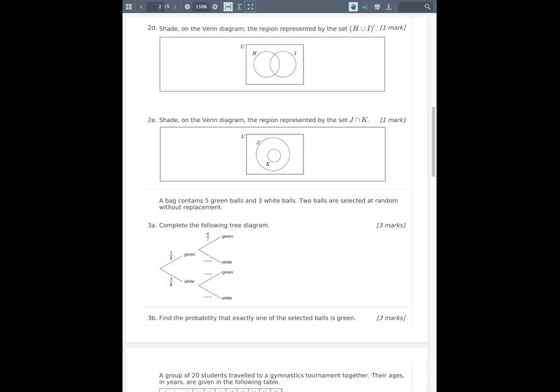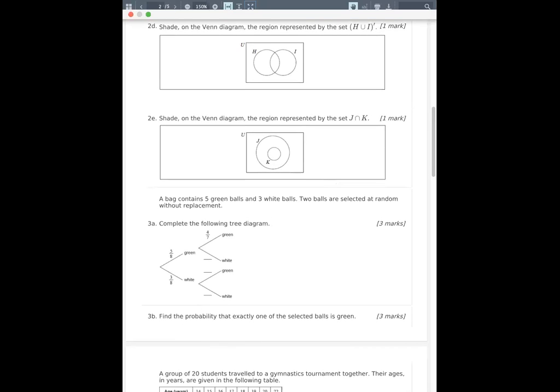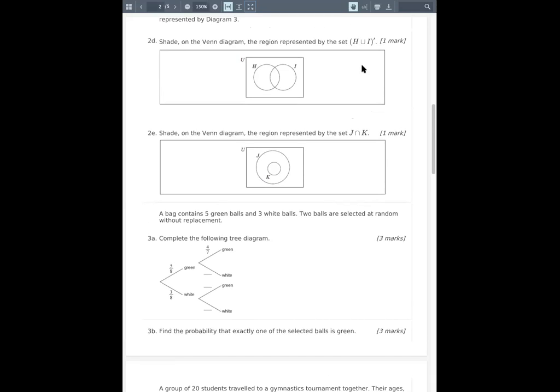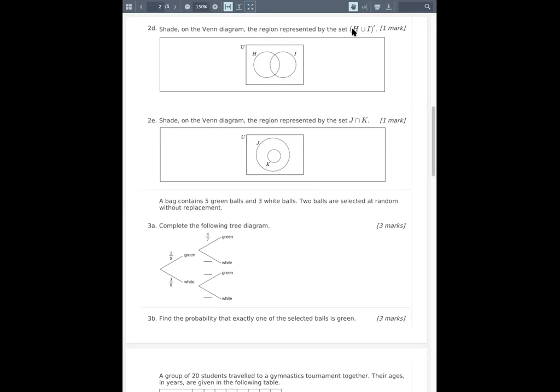All right. 2D. Shade on the Venn diagram the region represented by H union I prime. That would just be everything but H and I, everything not in H union I. This is pretty simple. H union I is all of H and all of I, so everything that's not in the circles is outside. So this whole outside portion would be shaded in.